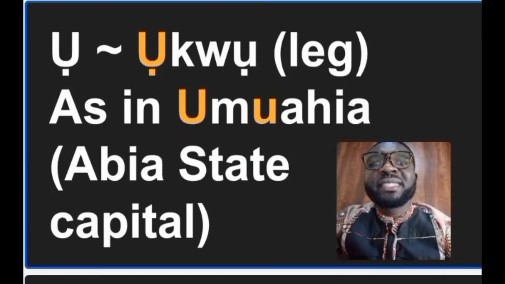Okay, we look at the next letter, which is another O sound. Remember, we don't have this one in English phonetics, but we have a word in Igbo that gives us this sound, like oko, and oko means leg. We can also get it in the word which I think is the most familiar to all of us, the capital of Abia State, Umuahia.